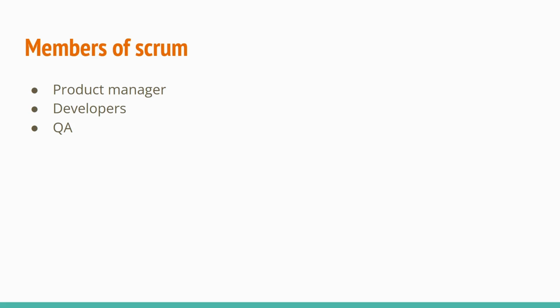Now we will talk about the members of the Scrum: who is present in the Scrum and who is working in it. In the Scrum team there are the product manager, developers and QA, and one more person, the Scrum Master, who is not frequently seen in the Scrum team. So basically in a Scrum team, the product manager, developers and QAs are seen.